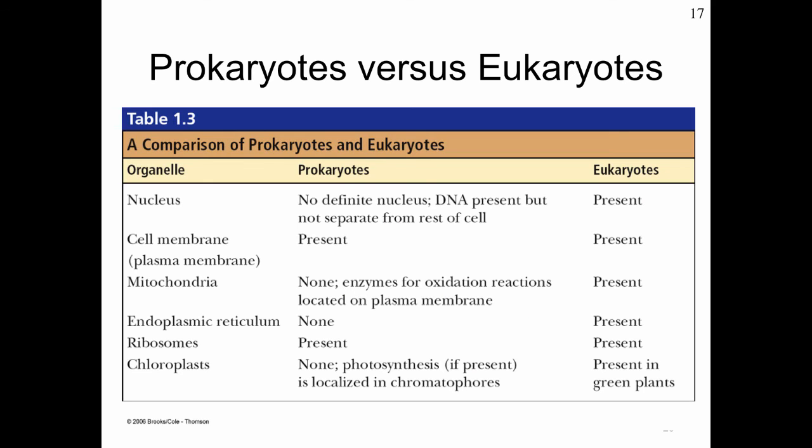To sum it up, both prokaryotes and eukaryotes have cell membranes and ribosomes, as well as genetic material. Prokaryotes do not have organelles such as a nucleus, mitochondria, or endoplasmic reticulum. Eukaryotes contain organelles. In particular, they contain a nucleus, with chloroplasts existing as specialized organelles in plants and green algae.